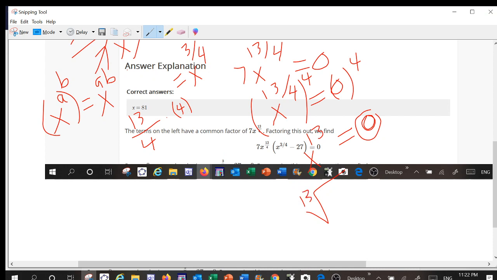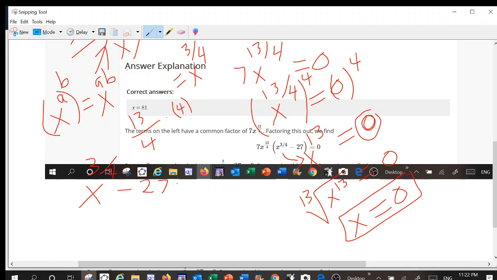The index would be x to 1/3 equals 0, so x equals 0. Now, the other equation is when this equals 0, right? So I'm going to write x to 3/4 minus 27 equals 0.